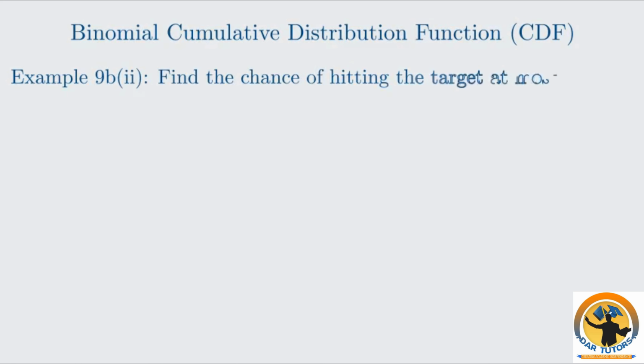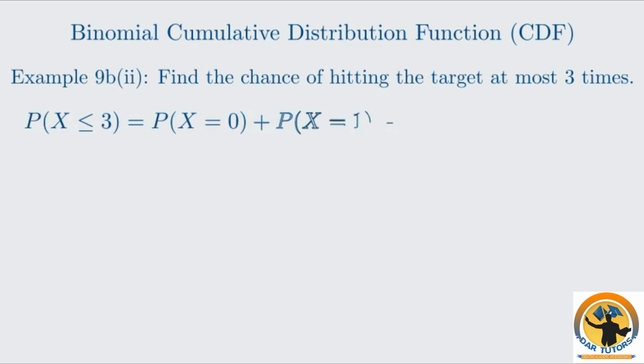Sometimes, we are interested in a range of outcomes. For this, we use the binomial cumulative distribution function, or CDF. The CDF is used to find the probability that a binomial random variable is less than or equal to a certain value. Let's continue with the archer example. What is the probability that she hits the target at most 3 times? This is the same as finding P of x less than or equal to 3. This probability is the sum of the probabilities of getting 0, 1, 2, or 3 hits.